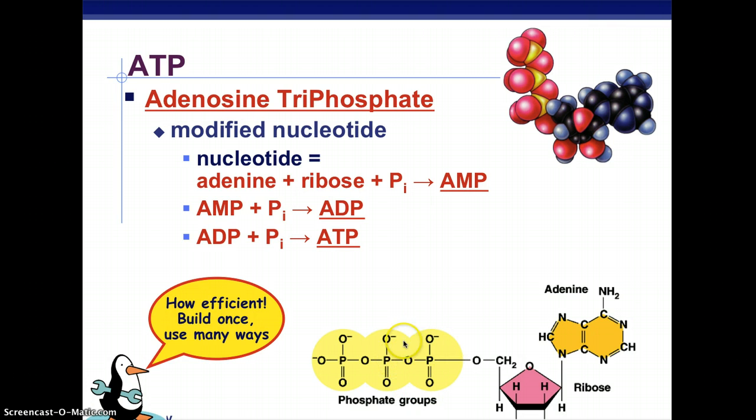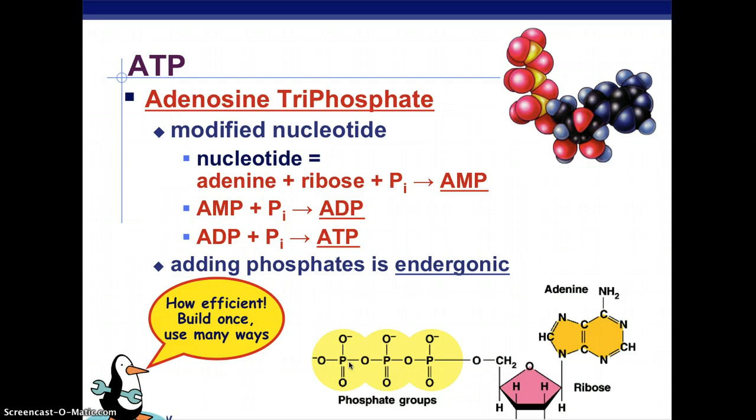So you add a phosphate group, another phosphate group, and negative, they repel each other. So that's going to create a relatively unstable bond. Then you try and force and cram on a third negative group, and that makes the bond even more unstable. So we have what we call high energy bonds.